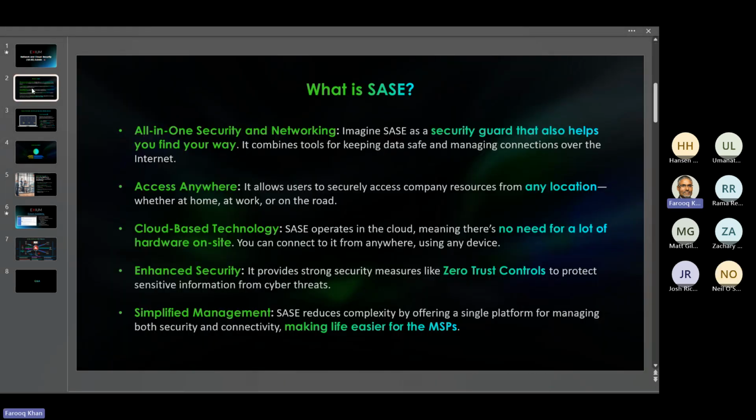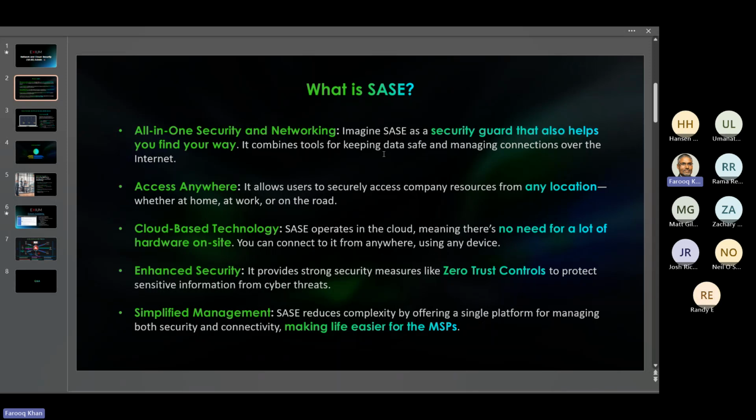What is SASE? One important point about SASE is that it is all-in-one security and networking. SASE is the next-gen cloud-delivered security that brings together networking and security, right? Think of it as a security guard that also helps you find your way. This is how it is different compared to other security controls like endpoint security or email security and so on. And then it provides access anywhere from any location.